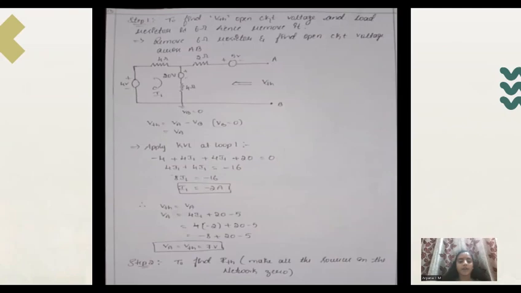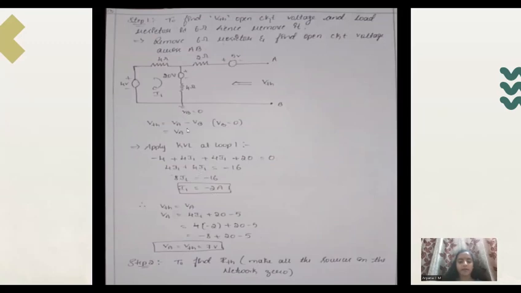Now I will be applying KVL for loop 1. From here, the current will flow. So minus 4 I1 minus 4 I1 plus 20 minus 4 equals 0. Here 4 I1 plus 4 I1 becomes 8 I1, and 20 minus 4 is 16. So I1 equals minus 2 amperes.